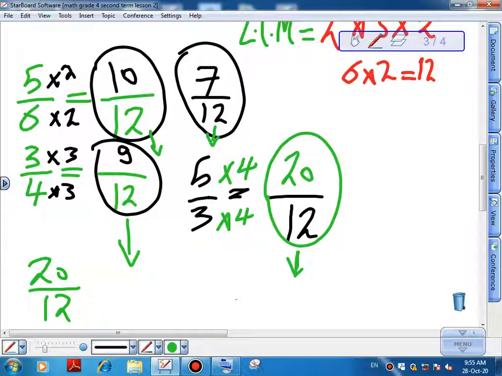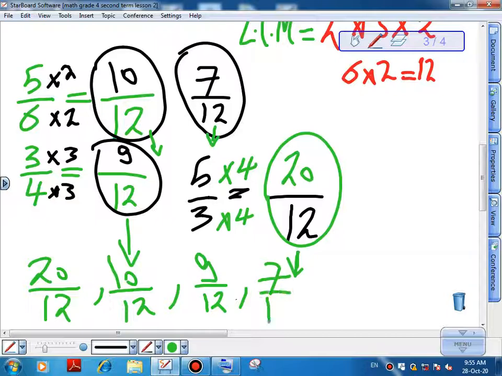And the next one, 10 over 12. Next, 9 over 12. And the last one, 7 over 12, is the smallest number. In the descending order, 20 over 12, then 10 over 12, 9 over 12, and the last one, 7 over 12, is the descending order of these fractions.